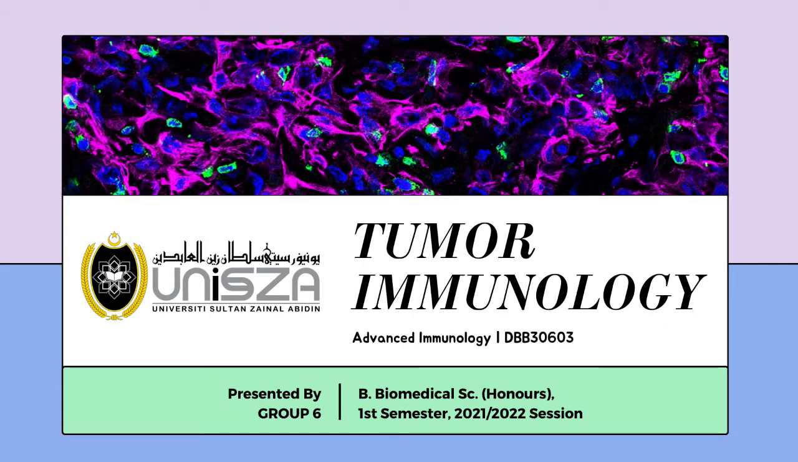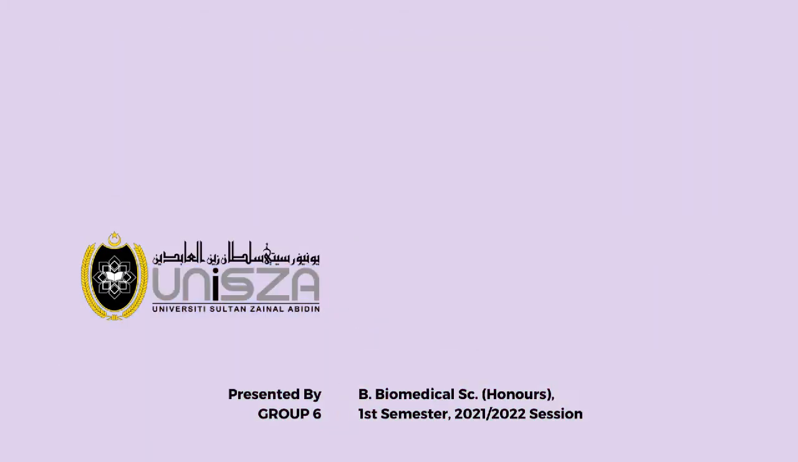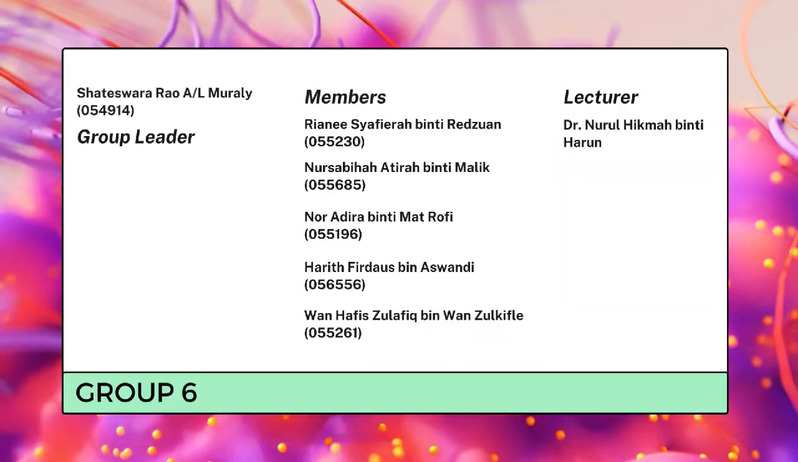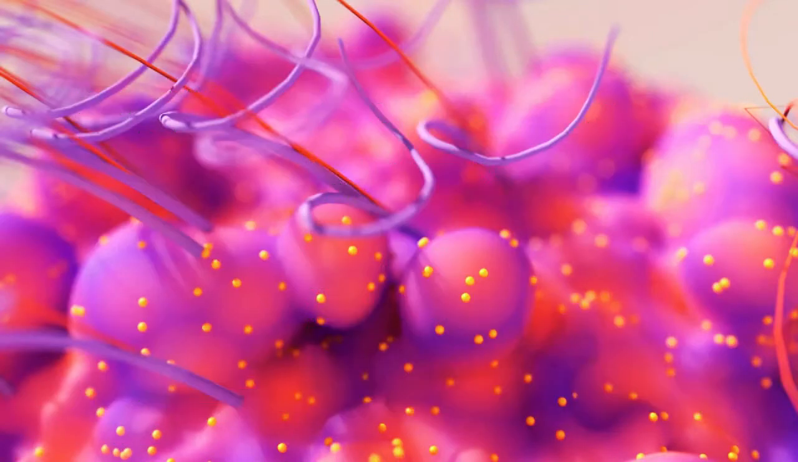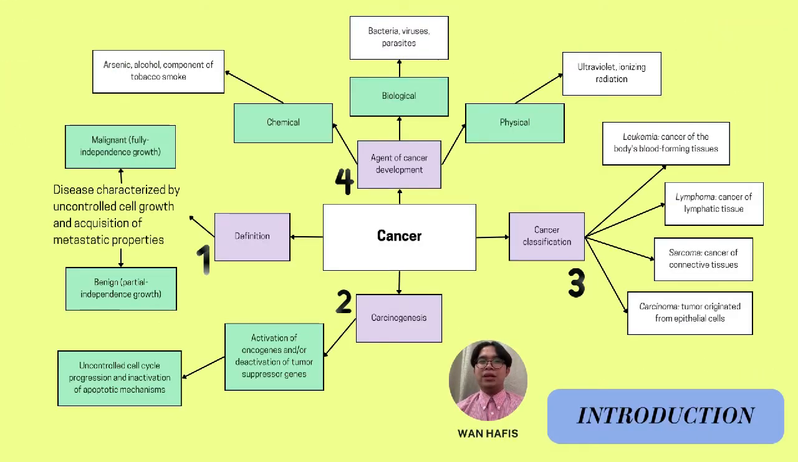In this video presentation of Advanced Immunology, we, Group 6, would like to present our discussion on the topic of tumor immunology. As an introduction, cancer can be defined as a disease characterized by uncontrolled cell growth and acquisition of metastatic properties.